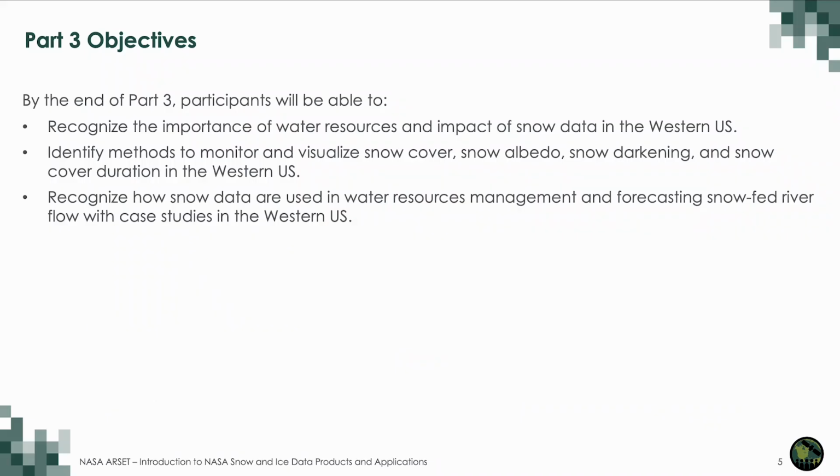Starting with today's session, the overall objectives for Part 3 are that participants will be able to recognize the importance of water resources and impact of snow data in the western US, identify methods to monitor and visualize snow cover, snow albedo, snow darkening, and snow cover duration in the western US, and finally recognize how snow data are used in water resources management and forecasting snow-fed river flow with case studies in the western US.